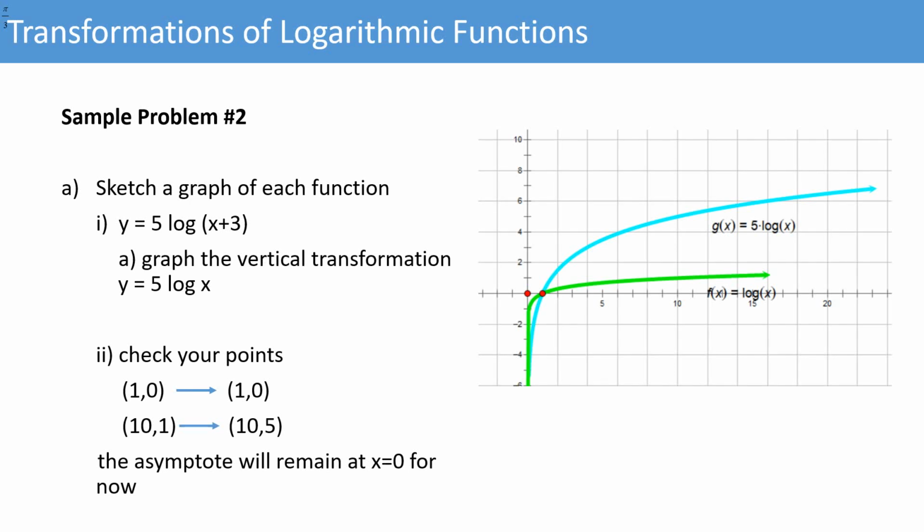So we're off. Sketch a graph of each function. Start by drawing y equals log x and then y equals 5 log x. Check your points. (1, 0) became (1, 0), didn't change. (10, 1) becomes (10, 5).